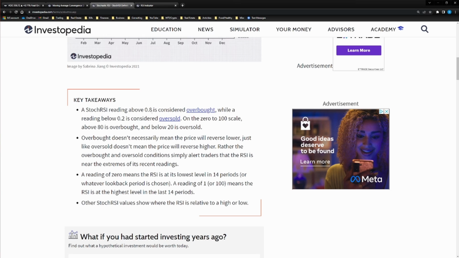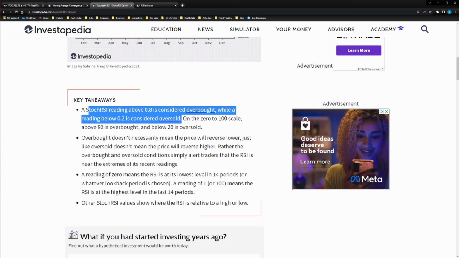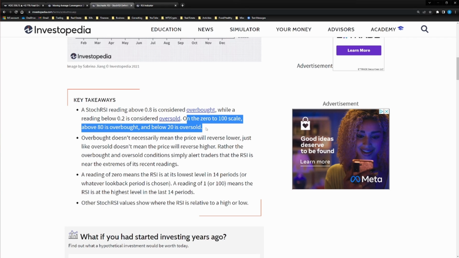You've got a 0.8 or 0.2, and this is going to be on a 0 to 1 scale in the first sentence. In the second sentence, it's a scale of 0 to 100. It's pretty much saying the same thing. Don't freak out if you see a 0.8 or an 80 or a 0.2 or a 20. It's pretty much going to say the same thing.